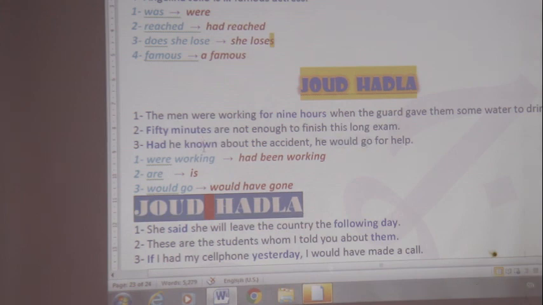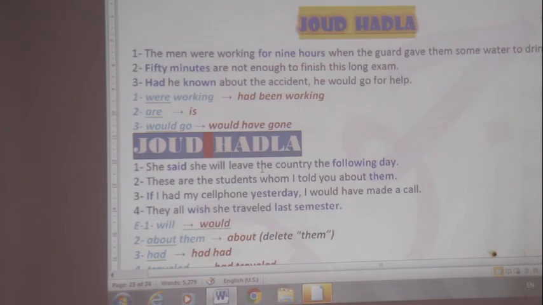So, had he known about the accident, he would have gone. Exactly like the third conditional: had, verb 3. In this case, we need in the second part would have plus the third form of the verb. So, had he known about the accident, he would have gone for help. He would have gone for help.